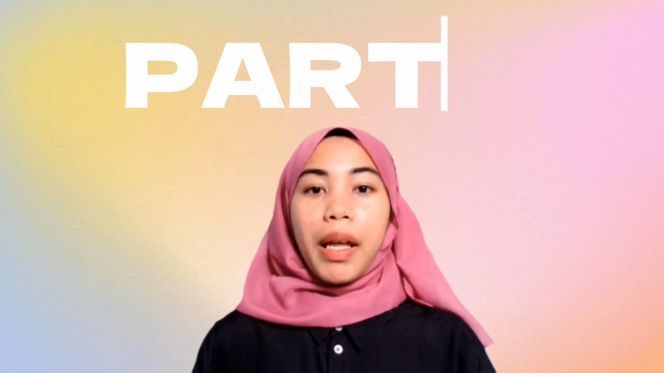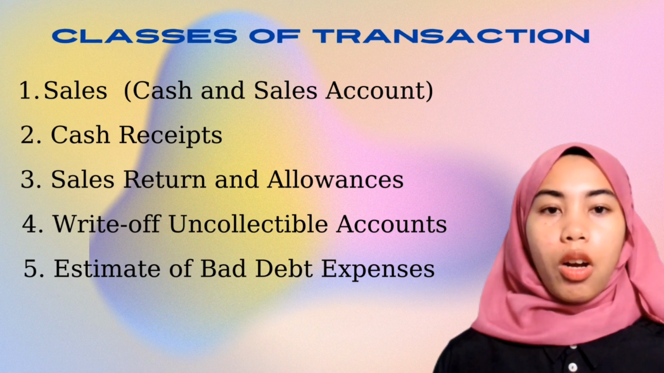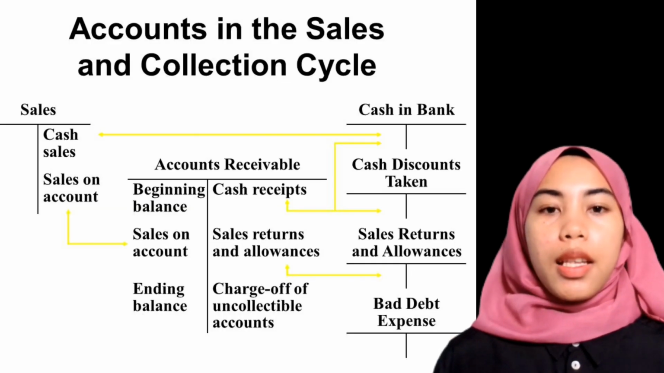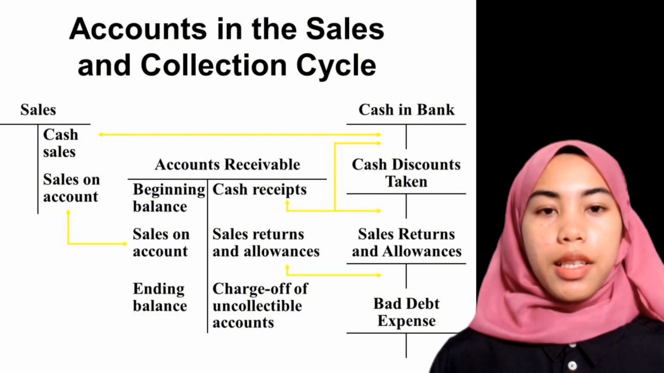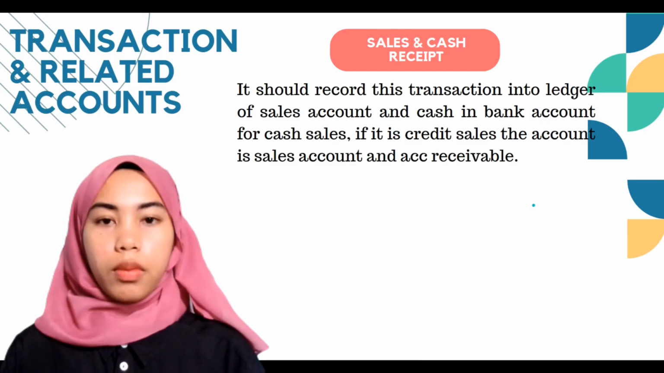Now we are in part B, which is related accounts and transactions. There are 5 related transactions and accounts to the sale and collection cycle, which are first, sale, second, cash receipt, third, sale return and allowance, fourth, write-off of uncollectible account, and fifth, estimate of bad debt expenses.